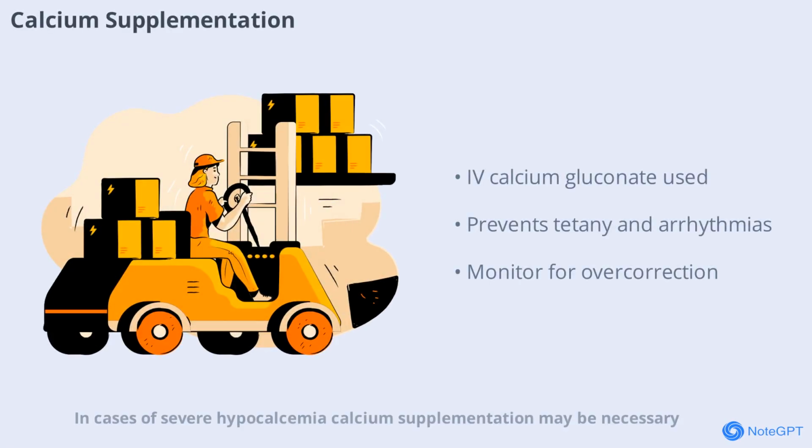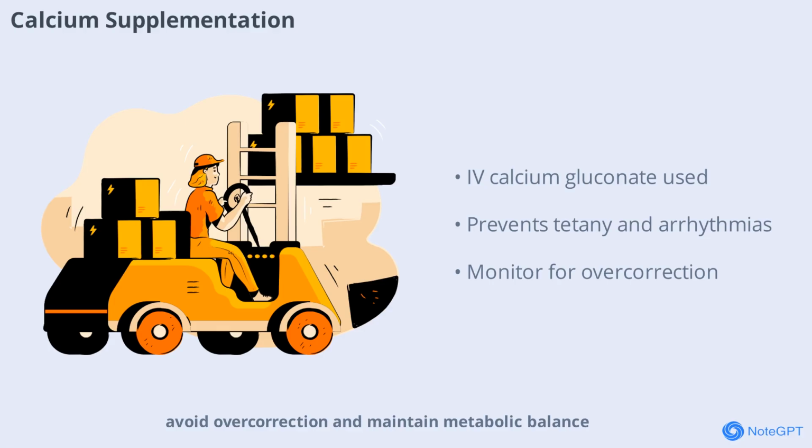In cases of severe hypocalcemia, calcium supplementation may be necessary. Intravenous calcium gluconate is often used to quickly restore normal levels and prevent complications such as tetany or cardiac dysrhythmias. Careful monitoring is required to avoid overcorrection and maintain metabolic balance.